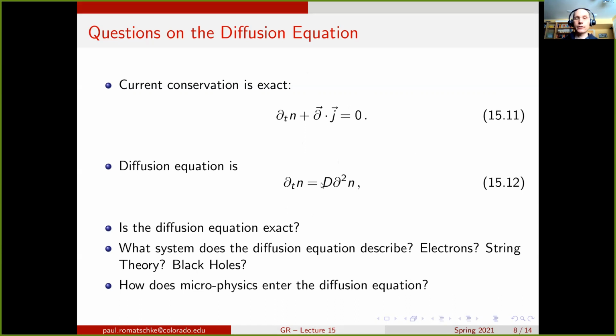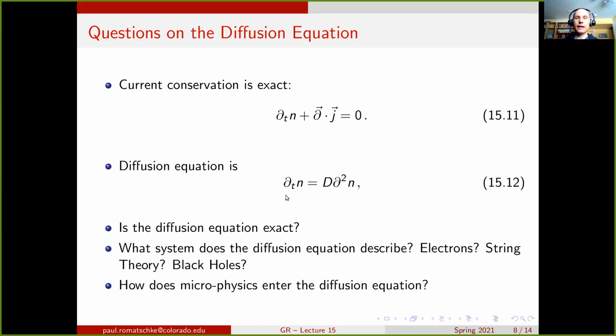Also note that I have used the approximation that the D here is a constant rather than a function. That is another approximation that goes in here. And we will learn another approximation on this equation that will be discussed in the next slide. Before I go there, however, let me try to answer the second question here. What system does the diffusion equation describe?